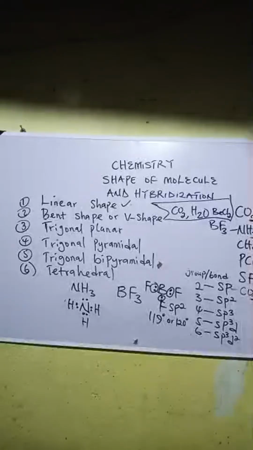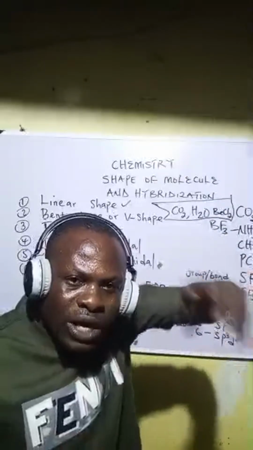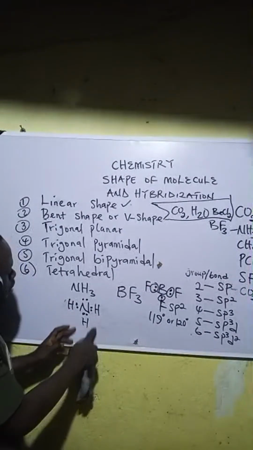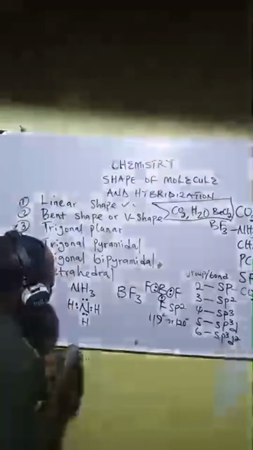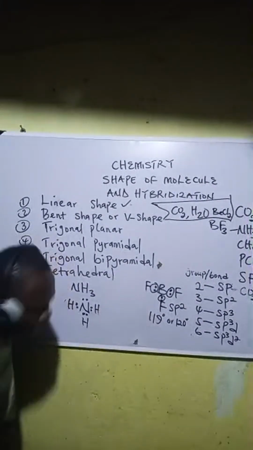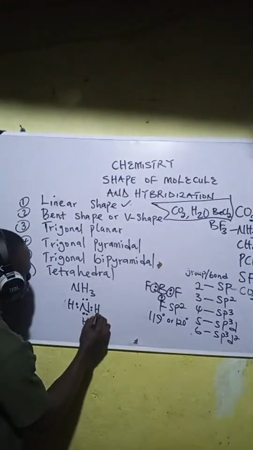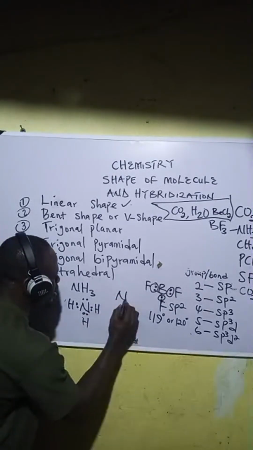Trigonal pyramidal, beautiful. Now, why is it like this? Because I told you that any atom that has a lone pair of electrons, the one that is not paired, will cause what we call electron repulsion. This causes the hydrogens to bend, to repel themselves. Now what will happen? You're going to see something like this. NH3.